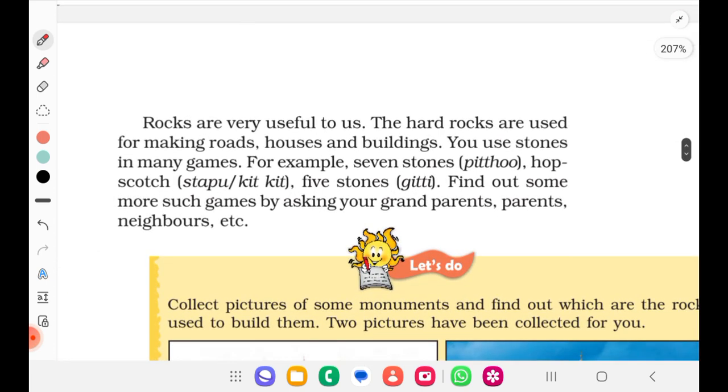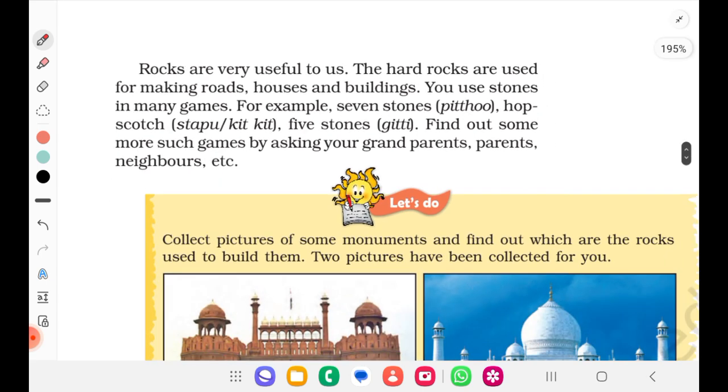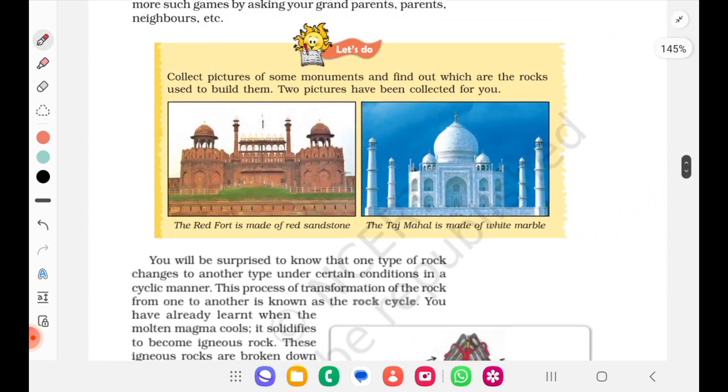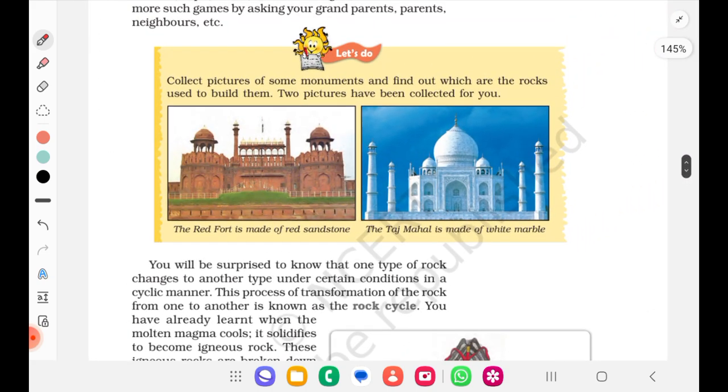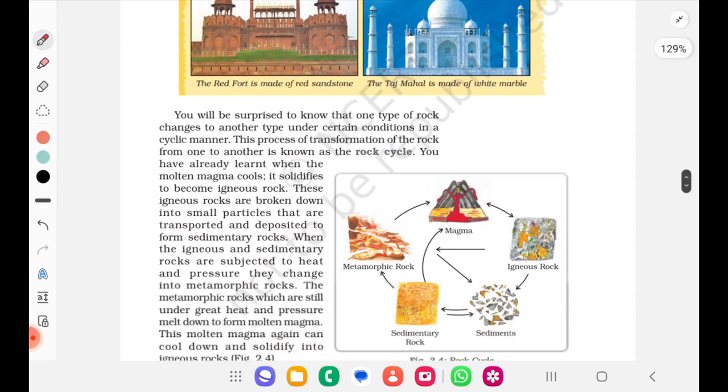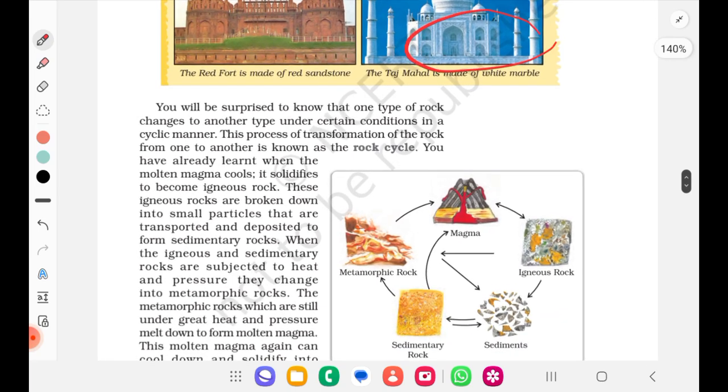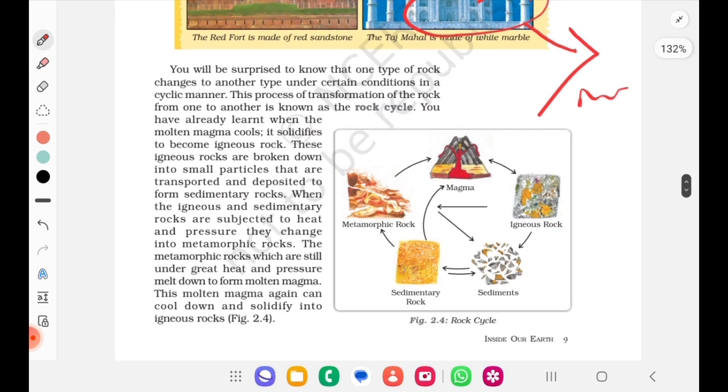Rocks are very useful to us. The hard rocks are used for making roads, houses and buildings. You use stones in many games, for example seven stones, hopscotch, five stones. Find out some more games. They're just asking, okay? Fine. Collect pictures of some monuments. This one is not much required for us. These are made of marble. Marble is a metamorphic rock made from limestone. So we'll see the next one.